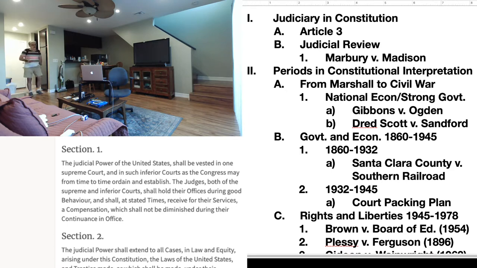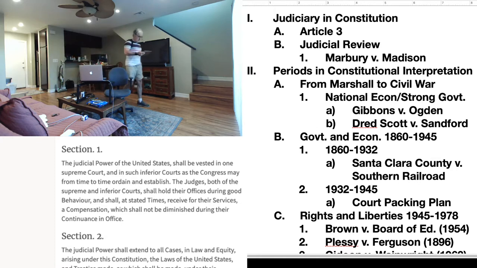Article one of the Constitution is the legislative article. It is the longest and most detailed article, probably reflecting the fact that the founding fathers wanted Congress to be the most dominant branch of government. That's why they made it longest and most detailed.